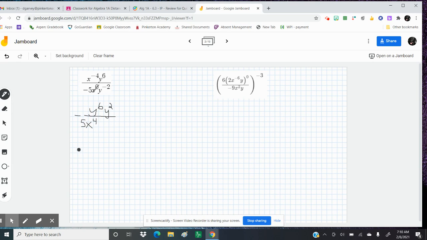Now I'm going to simplify it. Again, my whole fraction is negative. Y to the 6th times y squared would be y to the 8th. And then in the denominator, I'll have 5x to the 4th. And then that will be my final answer.